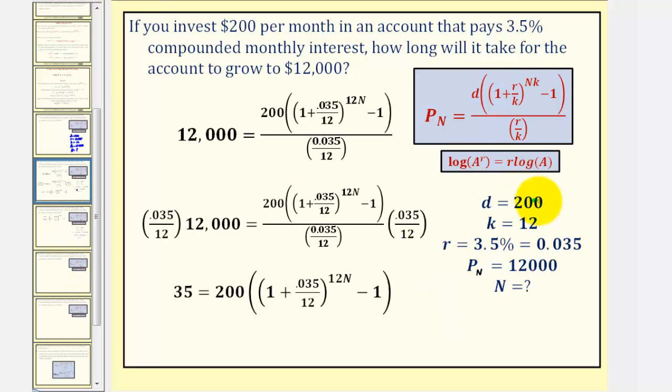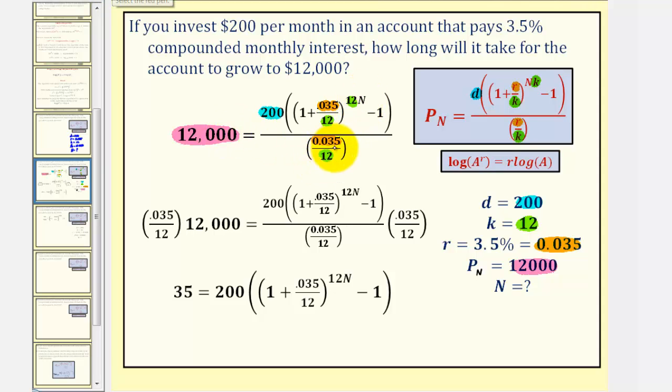And now we'll sub these values into our equation and then solve for n. So notice that D is equal to 200, K is equal to 12, which occurs here, here, and here. R is equal to 0.035, which is here and here. And P sub n is equal to 12,000. So again, our goal here is to solve this for n, and because n is in the exponent, this is why we need logarithms to solve this equation.